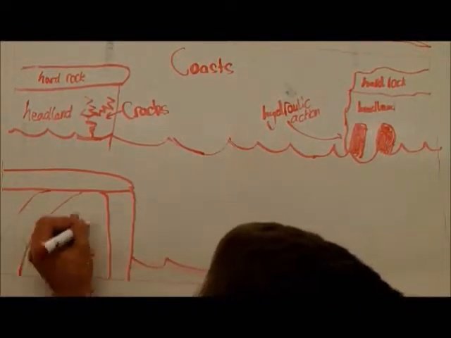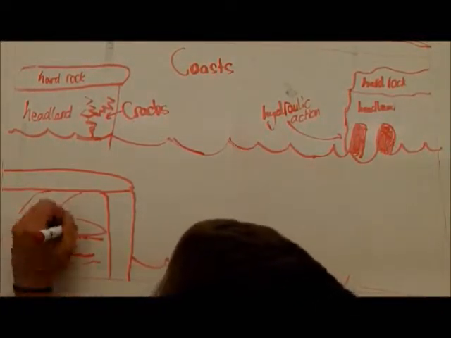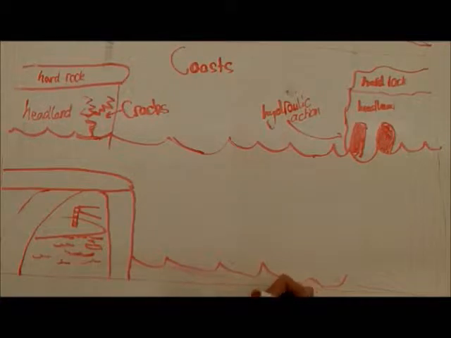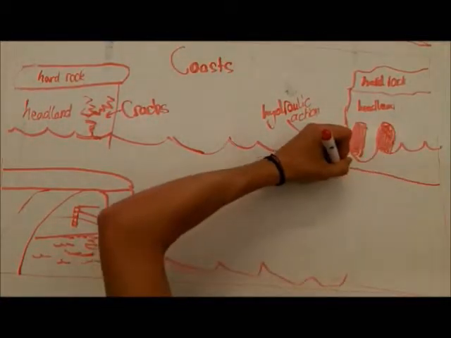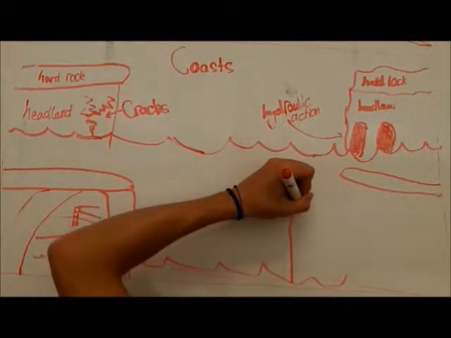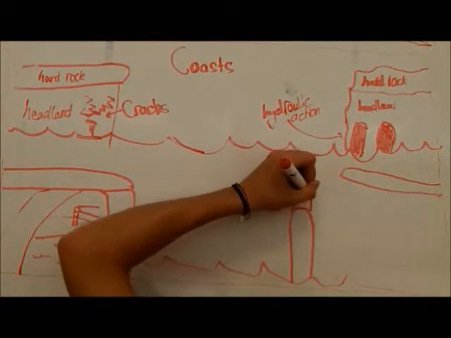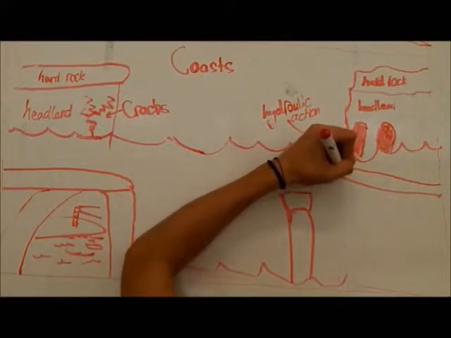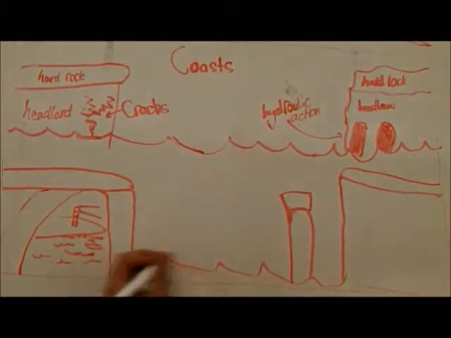This process takes a long time. It happens over hundreds of thousands of years. We can't see it happening in our lifetimes. The destructive waves continue to hit the headland, making it weaker and weaker still. The arch expands further and further until there's only a ridge left. This is extremely weak by this point. The next step is the arch falling into the sea. This leaves a stack next to the headland.